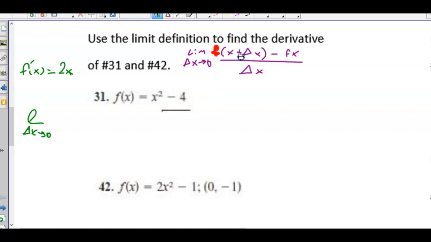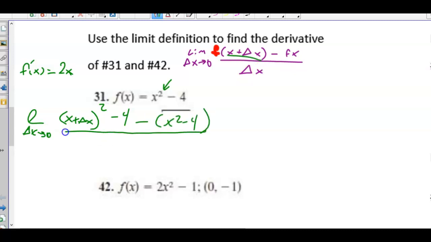Everywhere there's an x, I'm going to put this. So I do x plus delta x, and then I square it because it's squared right there, minus 4. So that's f of this. I evaluate it for this, and then I do minus the original f of x, and I put all that over delta x. If you missed that, do it again. But basically, you take the original equation and plug this in place of x, and it's still minus 4, and then you subtract the actual function.